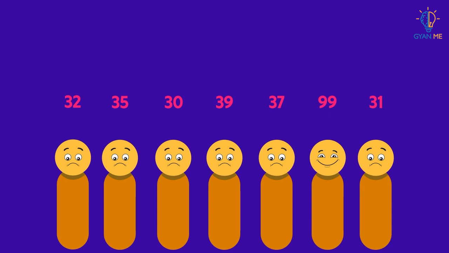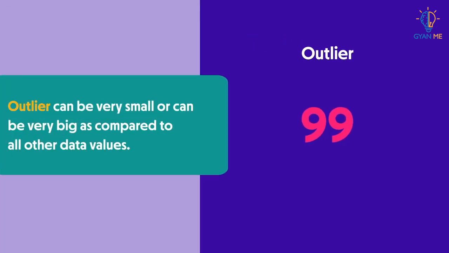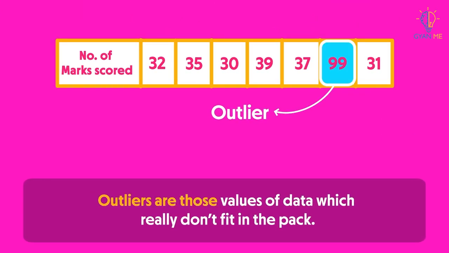This kind of extreme data value, which is far away from the rest of all the values of data, is called an outlier. An outlier can be very small or very big, just like this example, as compared to all other data values. Thus, outliers are those values of data which really don't fit in the pack.